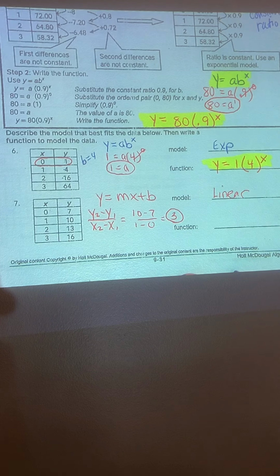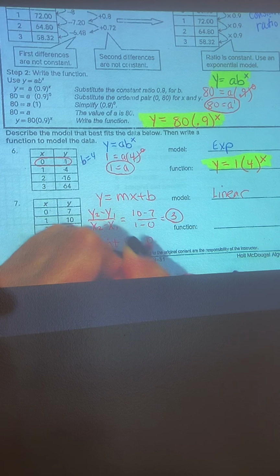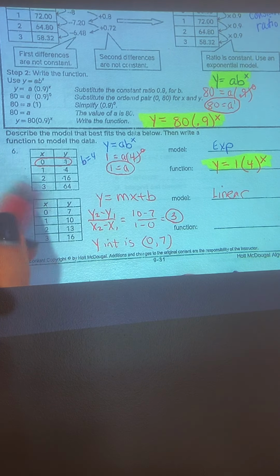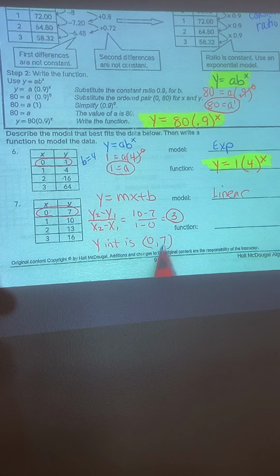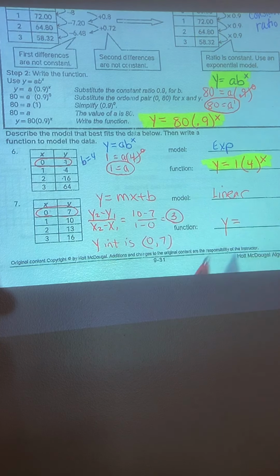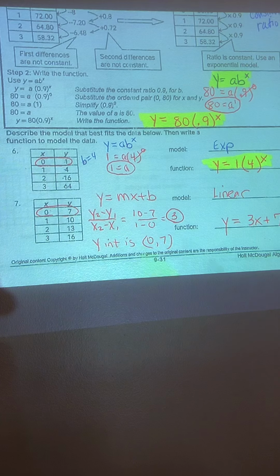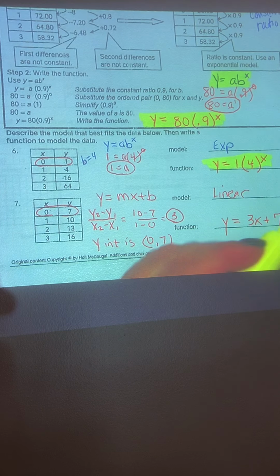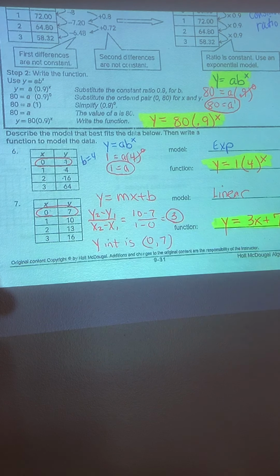Well, we can do it a couple ways. I see a y-intercept. Your y-intercept is 0, 7, isn't it? Is my y-intercept 7? Well, I got a slope. I got a y-intercept. I can write the equation of the line. Y equals 3x plus 7. Alrighty. That's our second page. And the last page.